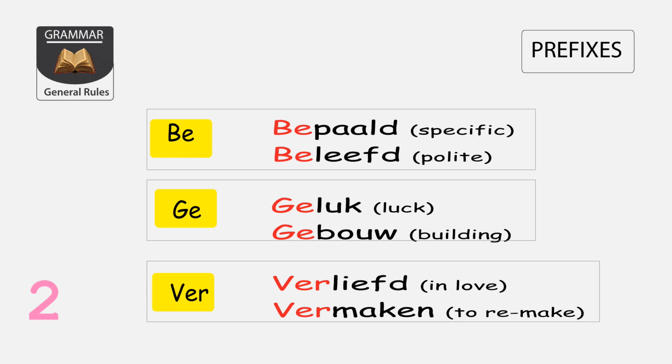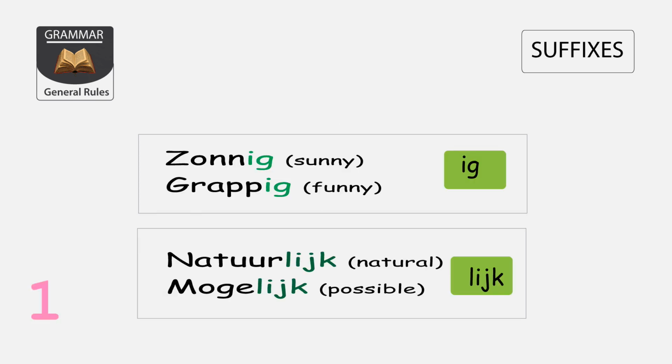Prefixes. We have be, ge, and ver. Be in bepaald, beleefd. Ge in geluk, gebouw. Ver in verliefd and vermaken. Last but not least, let's have a look at the suffixes ich and lik. The words zonnig, grappig, natuurlijk, and mogelijk.